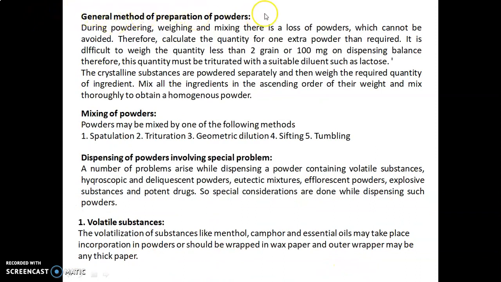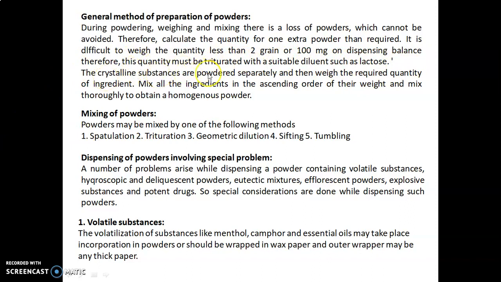General method of preparation of powders: during the powdering, weighing and mixing, there is a loss of powder which cannot be avoided. Therefore, calculate the quantity for one extra powder than required. It is difficult to weigh a quantity less than 2 grain or 100 milligram. As we know, 1 grain is equal to 60 milligram. On a dispensing balance, therefore, this quantity must be triturated with a suitable diluent such as lactose.